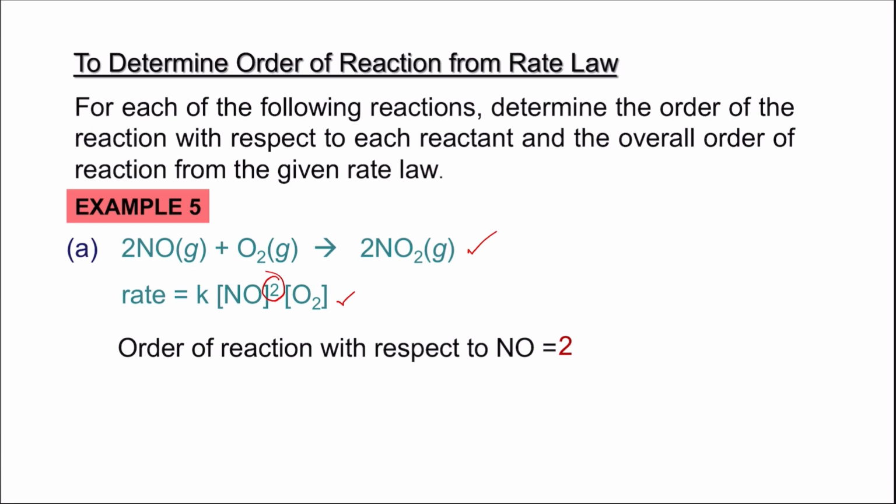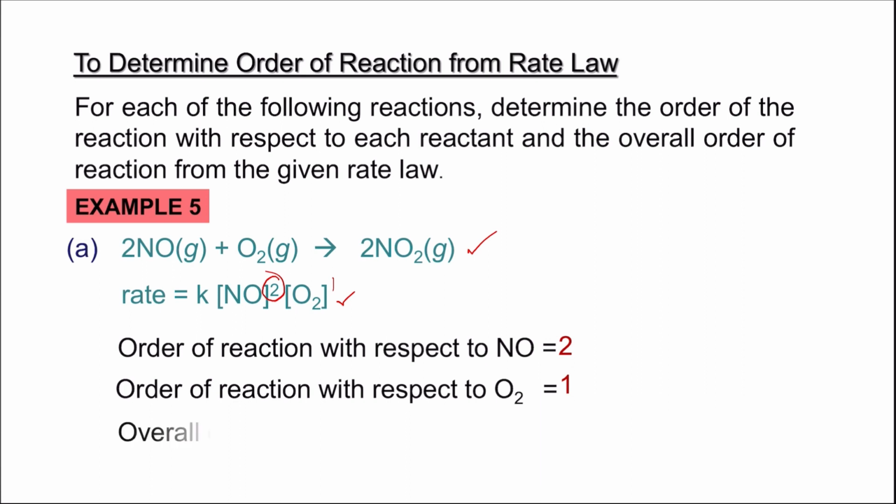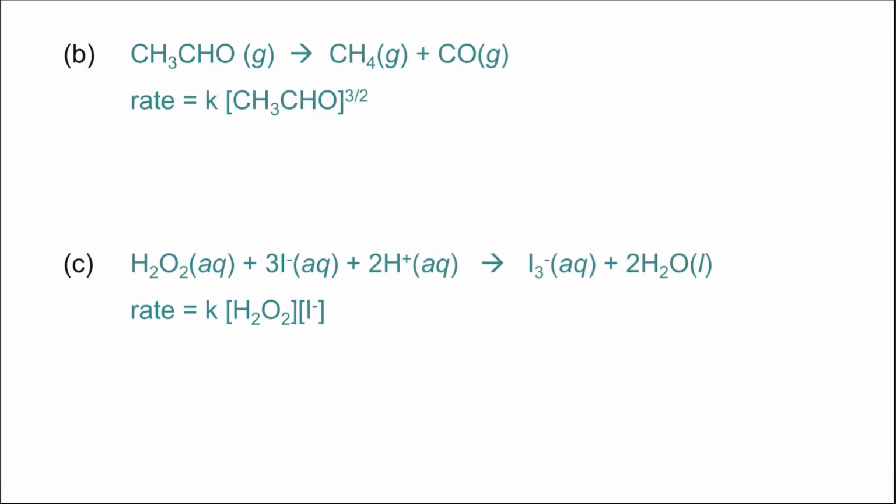And then untuk order of reaction with respect to O2, the value ada 1 kat sini tapi kita tak tulis dah biasanya 1 tapi kita faham nilai dia 1. And overall order macam mana? Overall order saya boleh tulis sebagai 2 plus 1 equals to 3 ataupun third order reaction. Next one, saya ada question B, masih lagi benda yang sama.